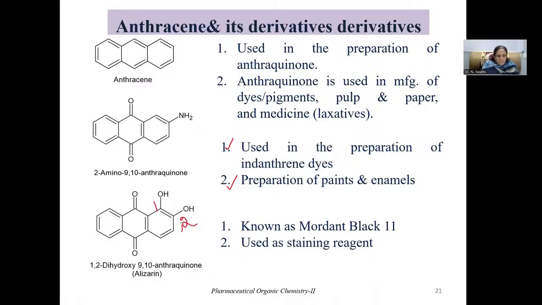anthraquinone. Again, the basic ring system is the anthraquinone ring system, which consists of the anthracene nucleus. Now this particular molecule is having two hydroxyl groups at 1 and 2 positions. That is why we will mention them in the prefix. So the name is 1,2-dihydroxy 9,10 anthraquinone and its trivial name is alizarin. So this compound is actually known as modern black 11 mixture. You might have studied in the pharmaceutical analysis subject in the titrations. And this particular alizarin is used as a staining reagent. So these are the few examples for anthracene derivatives and their uses.